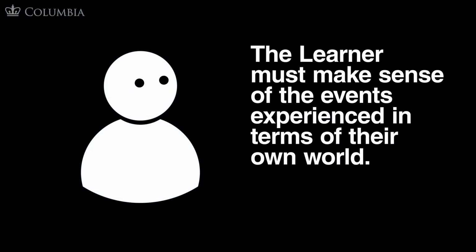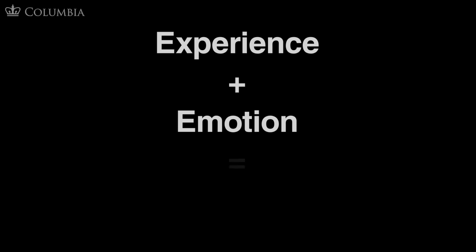One of the major differences between how adults and others learn is that adults have experience and prior knowledge. Adults learn best when they are actively engaged in the process and when they experience not only concrete events in a cognitive fashion, but also transactional events in an emotional fashion. Simply put, the learner must make sense of the events experienced in terms of their own world. The combination of actively experiencing something, particularly if it's accompanied by intense emotions, results in long-lasting learning.